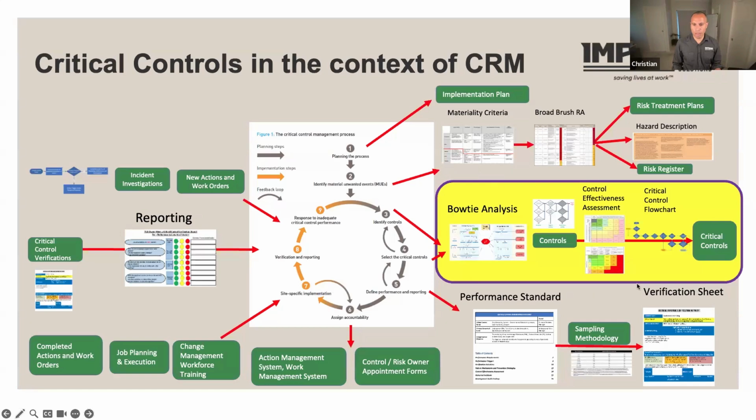Because as we mentioned, that then covers off this bit, going from what's a control on the bow tie through to the critical controls. But obviously that doesn't cover the full end-to-end critical risk management framework.